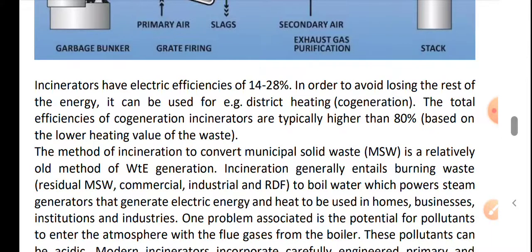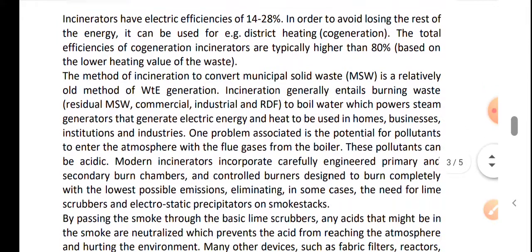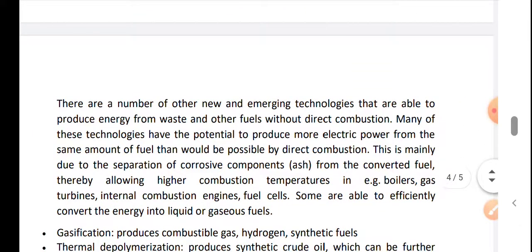So we use cogeneration incinerators, because in cogeneration incinerators the steam is produced as well as the heat can be utilized for domestic heating, etc., and it can increase the efficiency of incinerators to around 80%. So all these things are written here, as you can see.